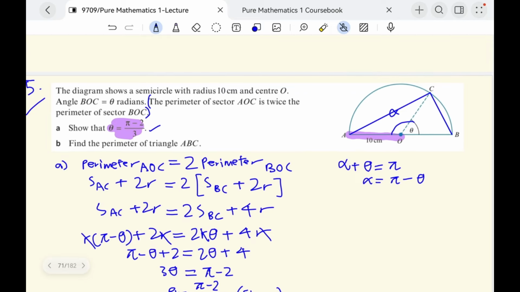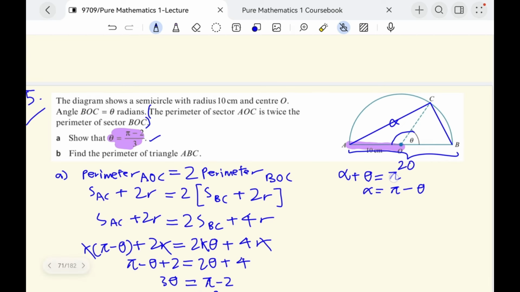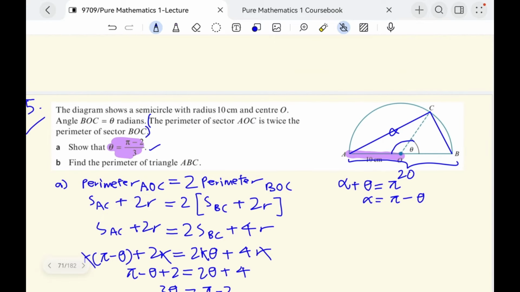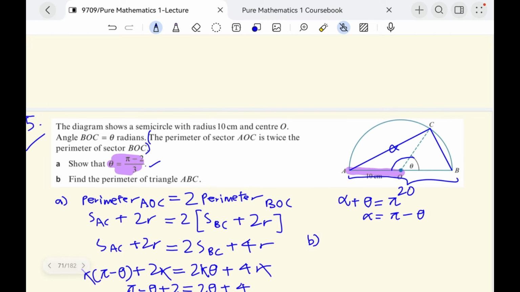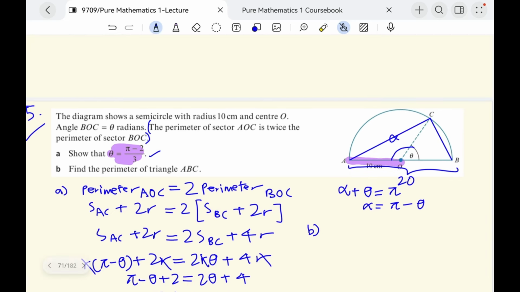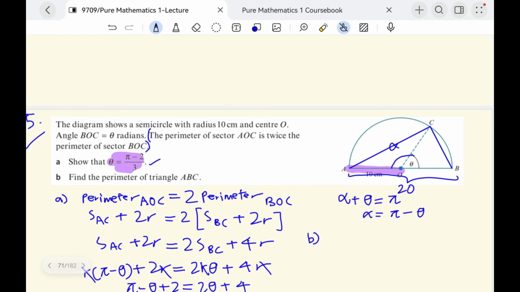So you have the radius, and here is the diameter of 20. How do we find AC and BC before calculating the perimeter? Here you have 10 cm and also 10 cm, that is two radii. So you should use the cosine rule to find your AC and repeat the same procedure for BC as well.